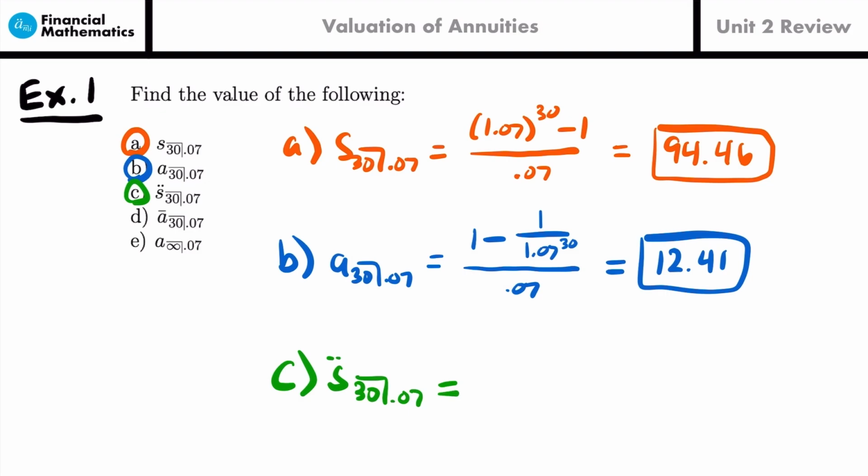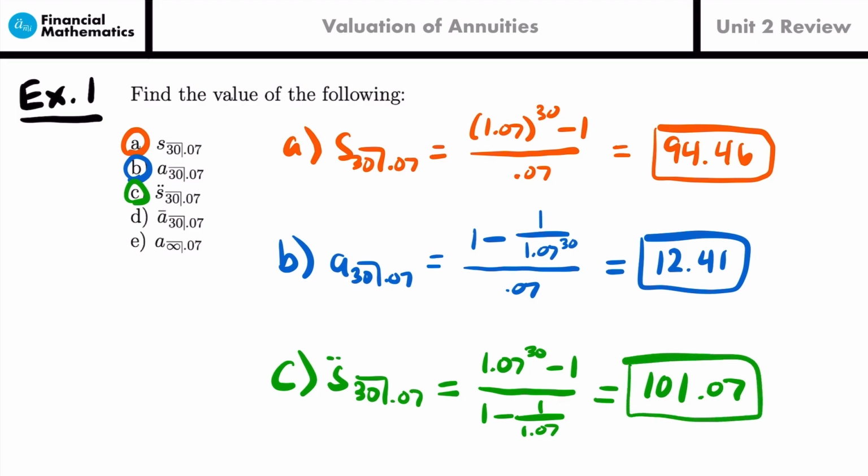So this is going to be equal to 1.07 to the power of 30 minus 1 divided by 1 minus 1 divided by 1.07, right? That is a present value factor to the first power. It's 1 divided by 1 plus the interest rate. So if you plug this into your calculator, you will find that that future value is equal to $101.07. Okay, that is the answer for part C.